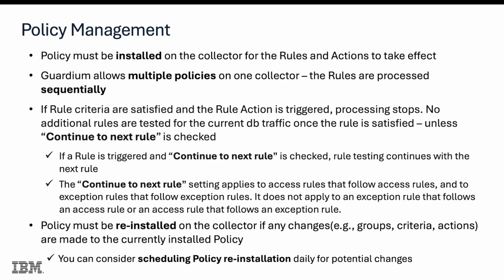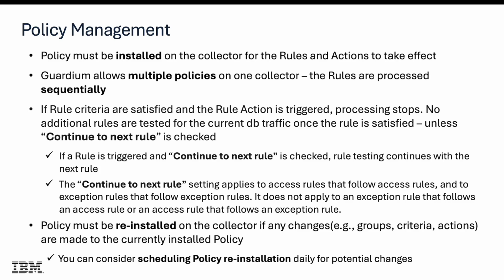Now, how does rule processing work? If a rule's criteria are met and its action triggers, processing stops. No more rules are checked for that database traffic unless you've checked the continue to next rule option. If that's checked, the traffic will move on to test against the next rule. But note, continue to next rule only applies when access rules follow access rules or exception rules follow exception rules. It doesn't work if an exception rule comes after an access rule or vice versa.